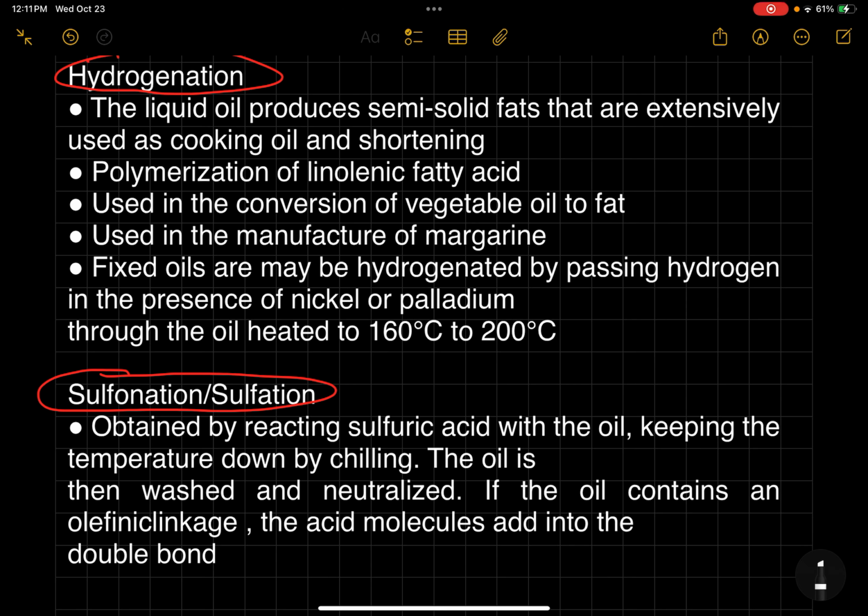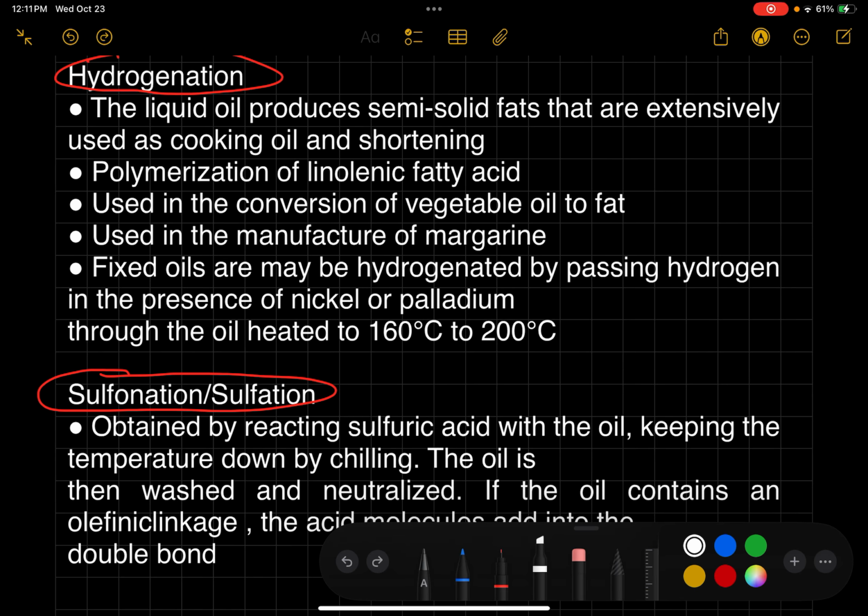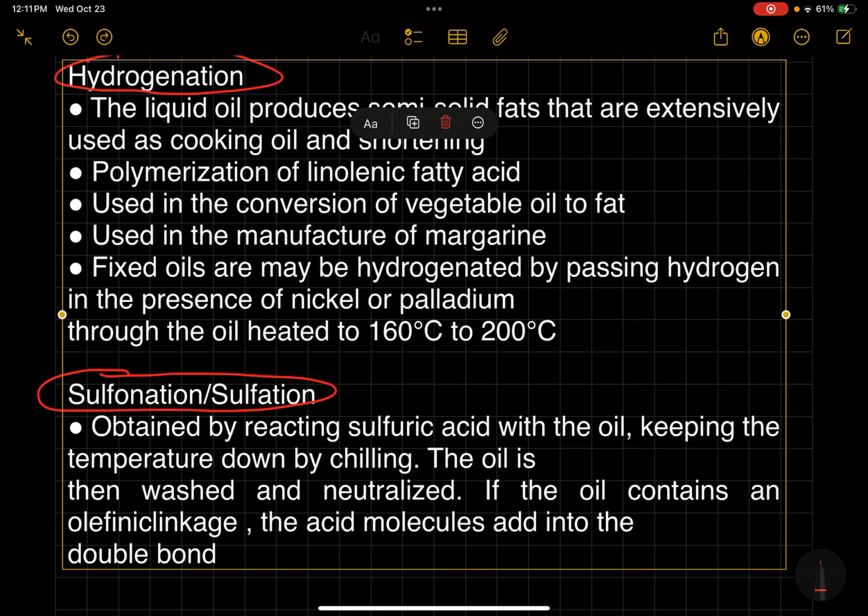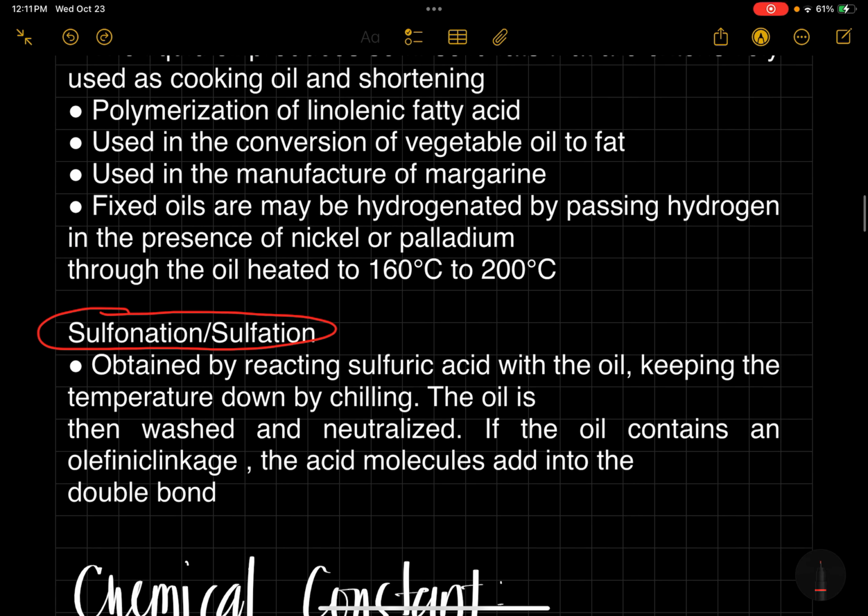We have sulfonation, or sulfation, no other name. So, obtained by reacting sulfuric acid. Tandaan when you use sulfonation or sulfation, we are using sulfuric acid. And with oil, keeping the temperature down by chilling, and the oil is then washed and neutralized. If the oil contains an olefinic linkage, the acid molecules add into the double bond.